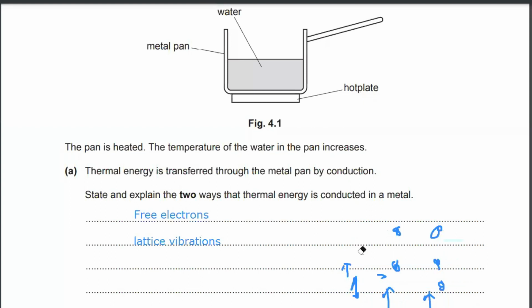So one way of transferring energy is by free electrons, which will take the heat away from the pan and add it to the water. Another way was by lattice vibration.